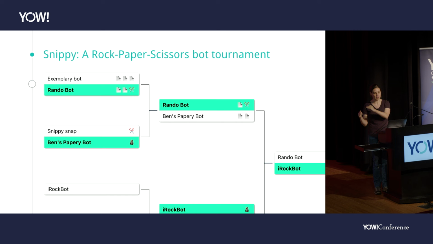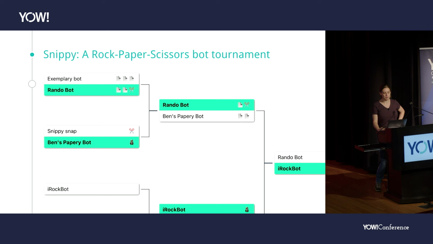So for example, we might have at the top left, exemplary bot that chose paper every single time. It probably always chooses paper. And a random bot that chooses a random different thing each time. And in this case, the random bot won and went on to the next round. And this is just a fun little example because I wanted to build a site where people could upload code. And I wanted it to be easy enough that you could probably make a bot even within this talk. So we'll see whose bots are winning by the end of the talk. But I'll show you how to upload a bot later on.